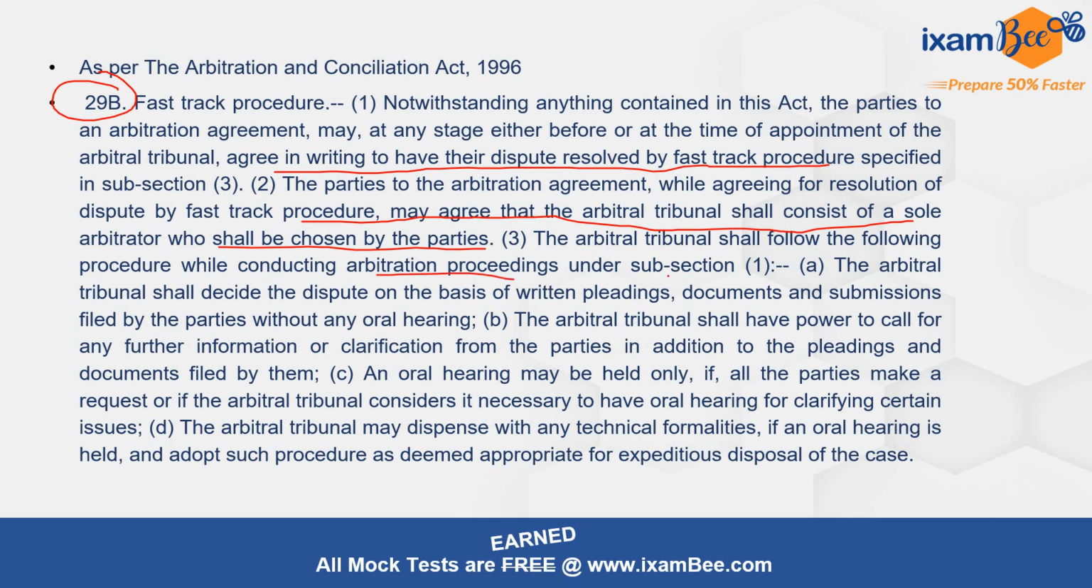While conducting arbitration proceedings, the arbitral tribunal shall decide the dispute on the basis of written pleadings, documents, and submissions filed by the parties without any oral hearing. The arbitral tribunal shall have power to call for any further information or clarification from the parties. An oral hearing may be held only if all the parties make a request or if the arbitral tribunal considers it necessary. Then question number 7.